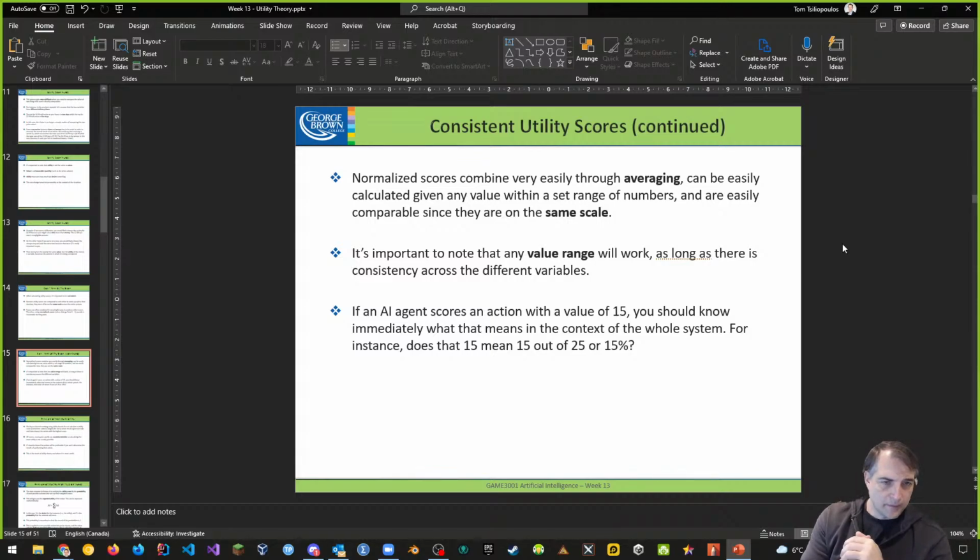So let's suppose an agent scores an action with a value of 15. We need to know what that means in the context of the whole system: does 15 mean 15%, 50, or is it 15 out of 25?